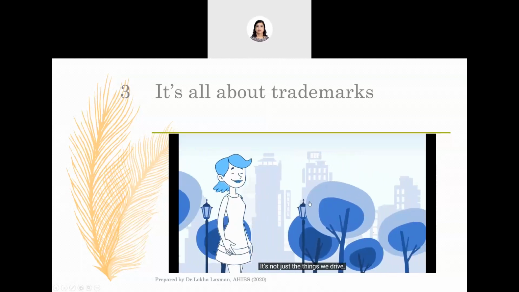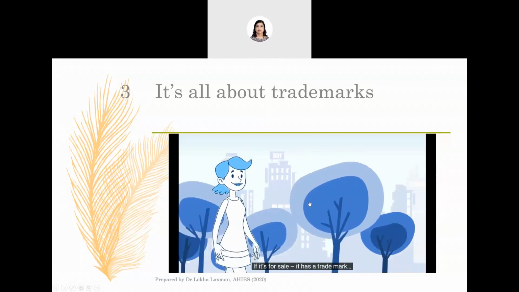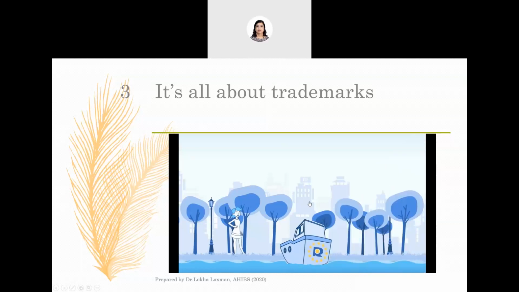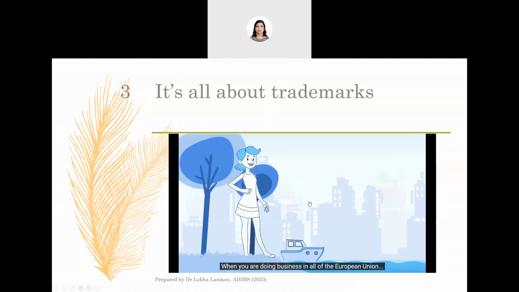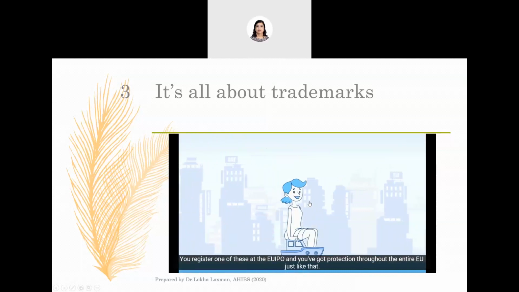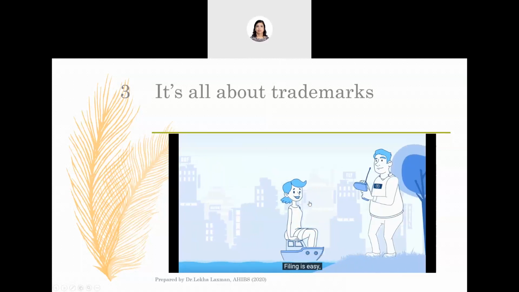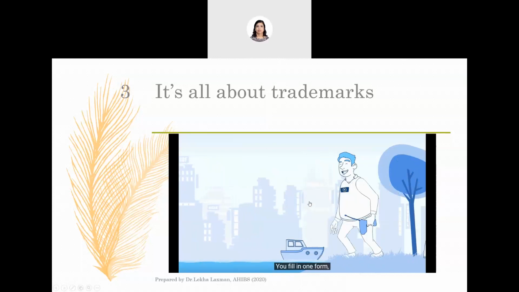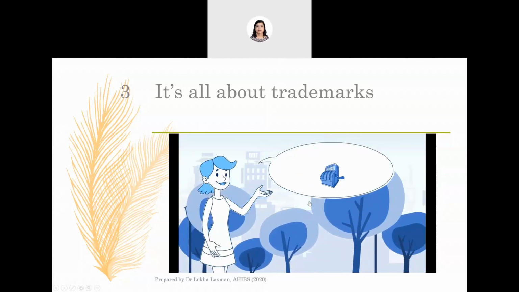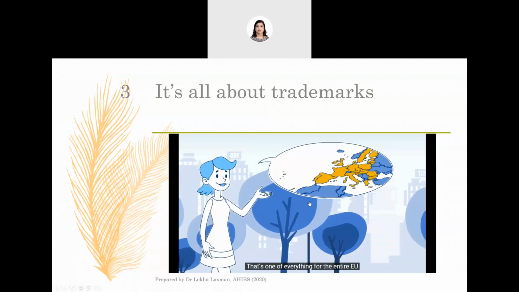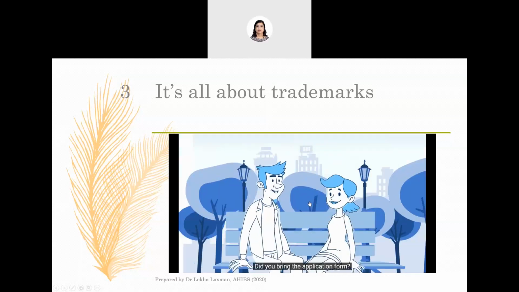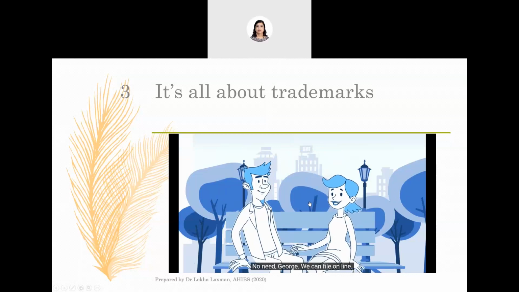It's not just the things we drive, the clothes we wear, the food we eat. It's everything else too. If it's for sale, it has a trademark. When you're doing business in all of the European Union, it's recommended to register a European Union trademark. You register one of these at the EU IPO, and you've got protection through the entire EU, just like that. Filing is easy. Thank you. You're welcome. You fill in one form, in one language, with one fee. That's one of everything for the entire EU, and a market of almost 500 million people, and counting. Did you bring the application form? No need, George. We can file online. All right, let's go.